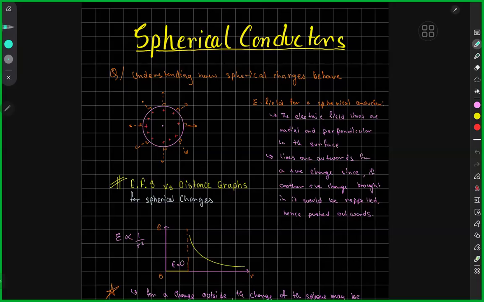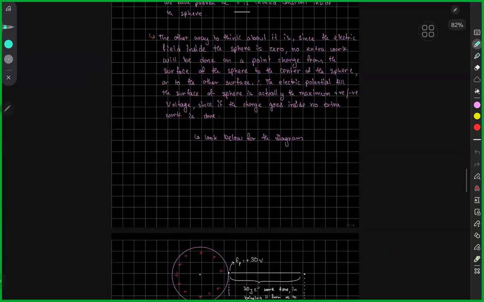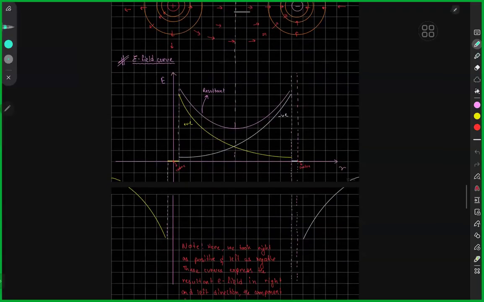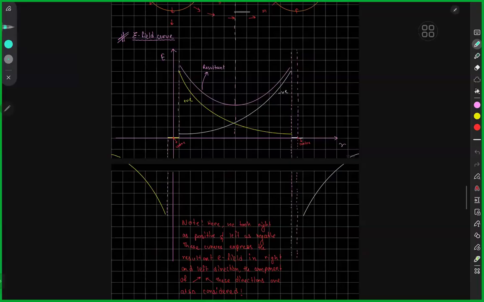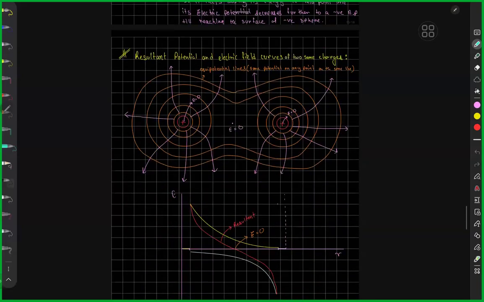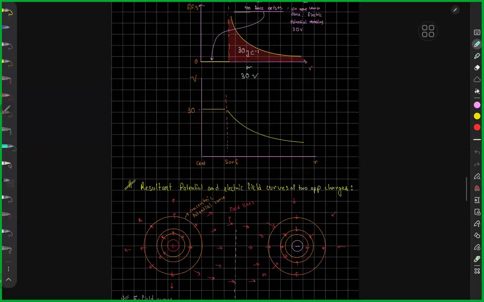Over there, we discussed the graphs of spherical conductors, and these graphs are the important part. You need to understand in detail how the graphs look: the electric field strength graph, and the electric potential curves for opposite charges and for like charges. I'll go through those in a bit.